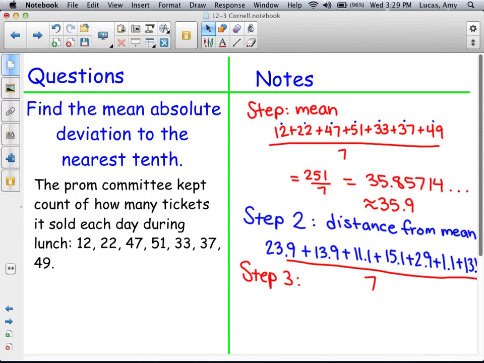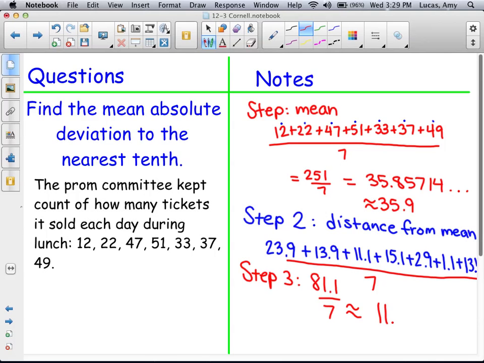So when I add those together, I get 81.1. Divide that by 7, and 11.6 is my mean absolute deviation. So the average distance away from the mean for each of my numbers in my data set is 11.6.